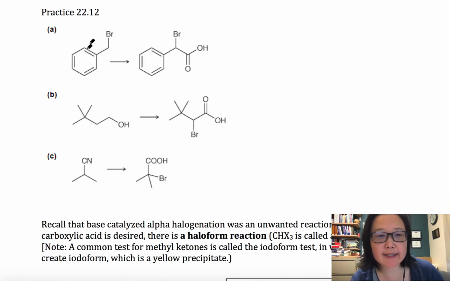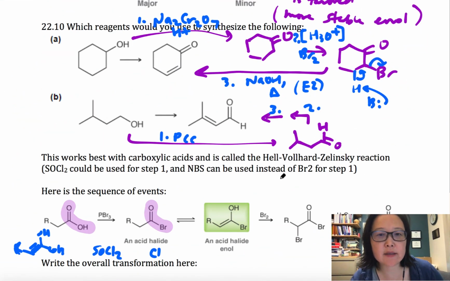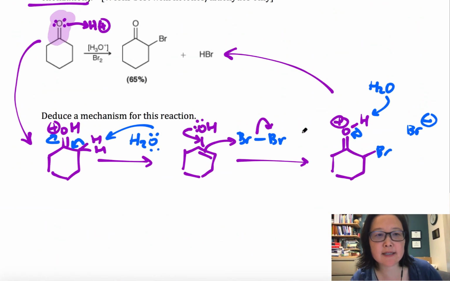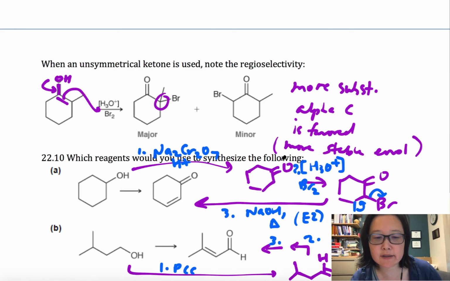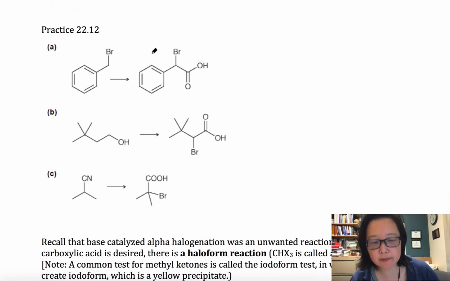So let's try practicing these reactions. So add this one to your list then. And so we've got alpha bromination of carboxylic acids in addition to the ketones and aldehydes we saw earlier. And let's see how we can use those in these synthesis problems.